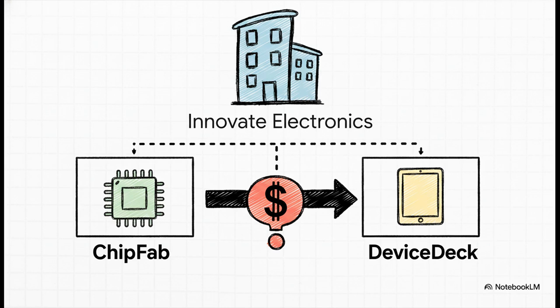So, to make this crystal clear, let's bring it to life with a little case study. Let's meet Innovate Electronics. Now, Innovate has two key divisions. You've got Division A, we'll call them Chip Fab. These are the folks making the powerful processors, the brains of the operation. And then you've got Division B, Device Tech. They're the ones assembling and selling the final tablets to customers. So here's the big question. What price should Chip Fab charge Device Tech for those processors?